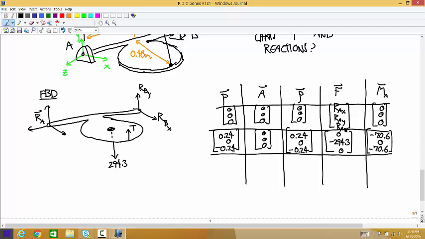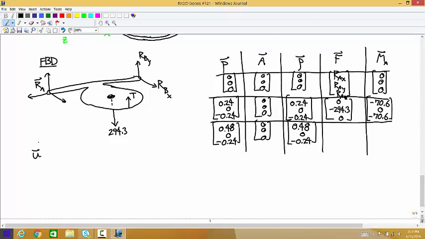And then the tension force, that's acting at 0.48, 0, negative 0.24. So that's also the row vector, because the about point is 0. And then the tension force, we haven't calculated that yet.